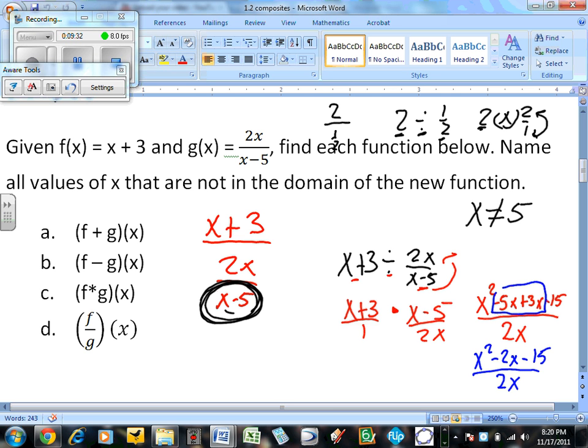The one final thing to do is to determine what other x value cannot be in the denominator. What would make this equal 0? 2x cannot equal 0. Divide by 2, divide by 2. x cannot equal 0. So there's two values: x cannot equal 5, and x cannot equal 0. Okay?